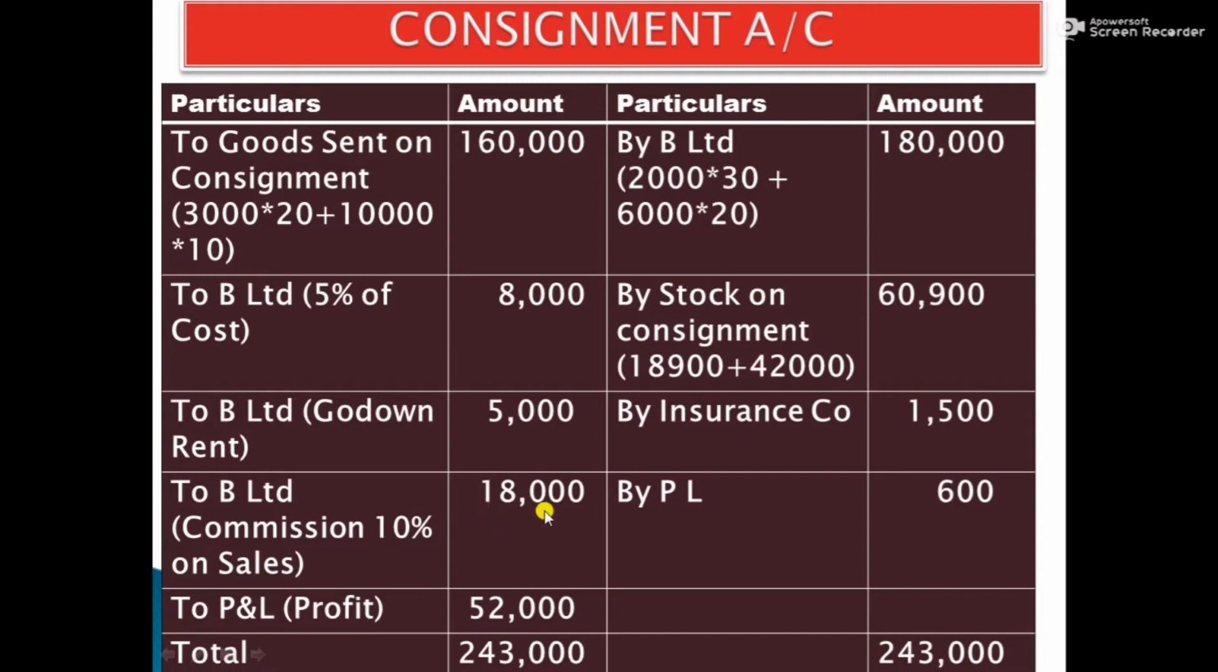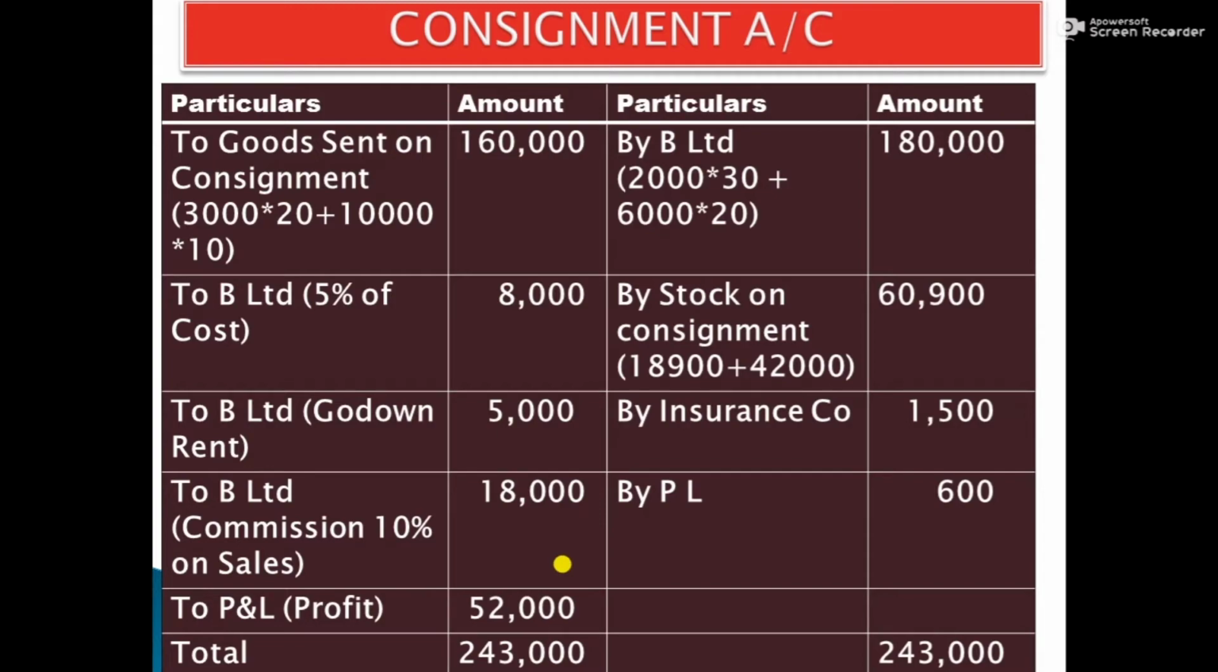By stock on consignment, we already valued the closing stock, 60,900. Abnormal loss total 2,100. We can present like this: by insurance company 1,500, by P&L 600, or we can just post like this: by abnormal loss 2,100. Then find out the profit. Credit side is more than the debit side, therefore to P&L 52,000.